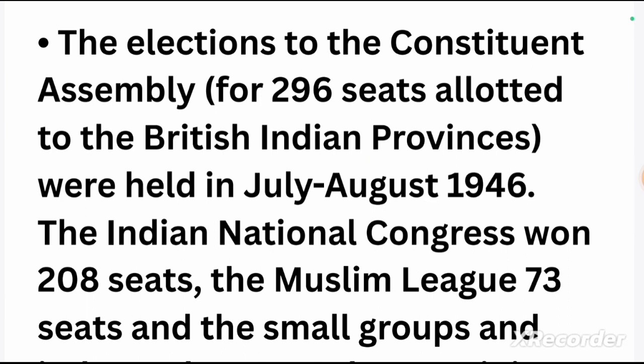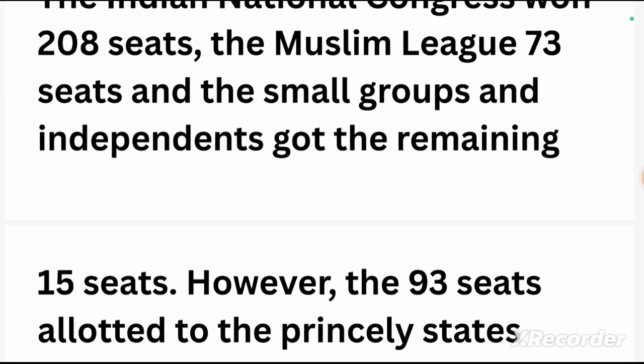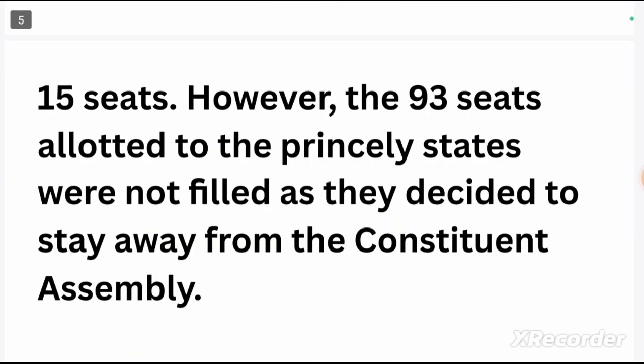The elections to the Constituent Assembly for the 296 seats allotted to the British Indian provinces were held in July-August 1946. The Indian National Congress won 208 seats, the Muslim League 73 seats, and the small groups and independents got the remaining 15 seats. However, the 93 seats allotted to the princely states were not filled as they decided to stay away from the Constituent Assembly.